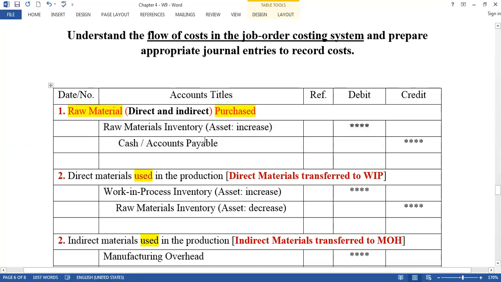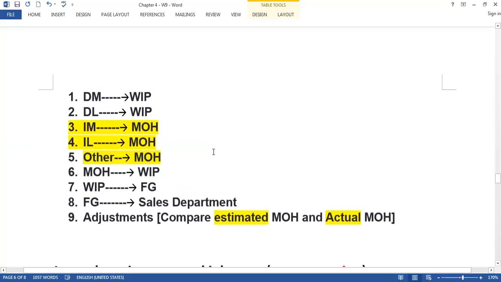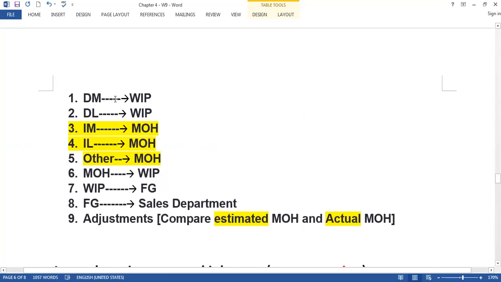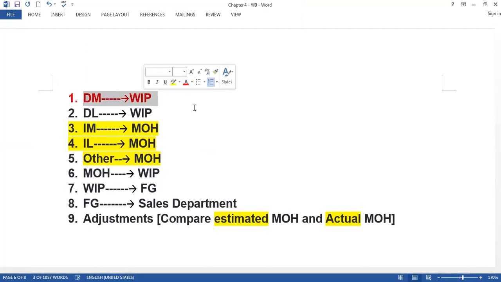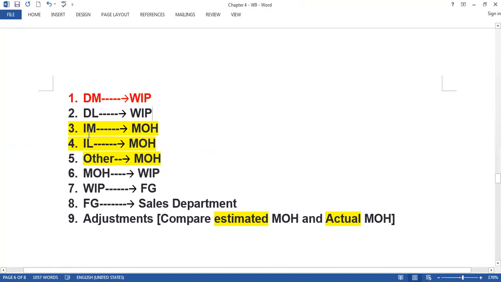So we purchase our raw material. After purchasing raw material, look here. We already have raw materials, right? Now direct materials goes to WIP, and indirect material goes to where? MOH. Do you understand? So when direct materials goes to WIP, which one is increasing and which one is decreasing?